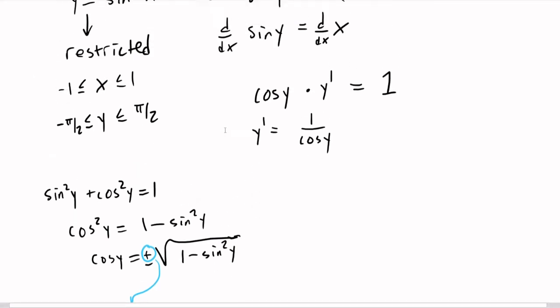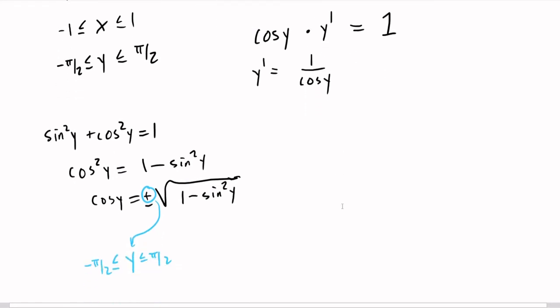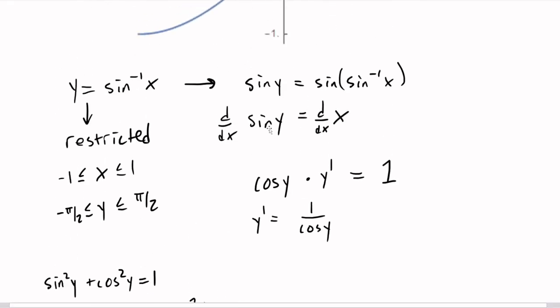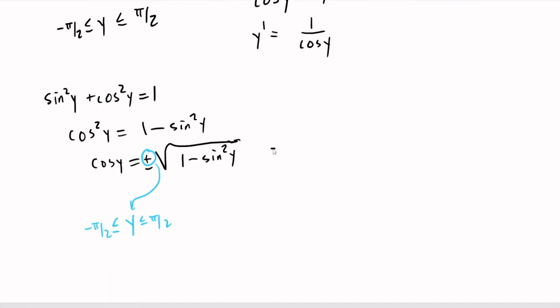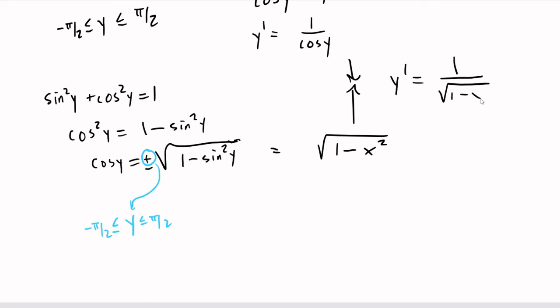Great. You're probably thinking, you made things worse. All right, you're right, that doesn't look better. But sine of y is just x. We did that up here. Sine y is just x. So this is square root 1 minus x squared. Put that together, and you get y prime equals 1 over square root 1 minus x squared. Ta-da! And there you go.